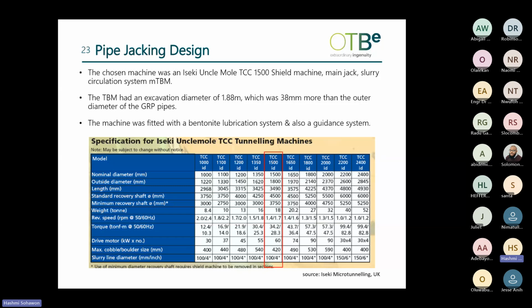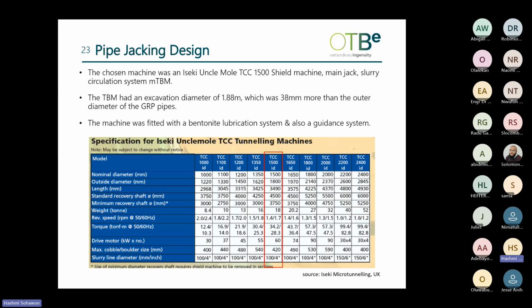This slide gives some more details about the micro TBM that was used for this project. The micro TBM had an excavation diameter of 1.88 meters, which led to an overcut of 38 millimeters. The overcut represents the gap between the soil and the pipe. The machine is fitted with a bentonite lubrication system and also has a guidance system using lasers.